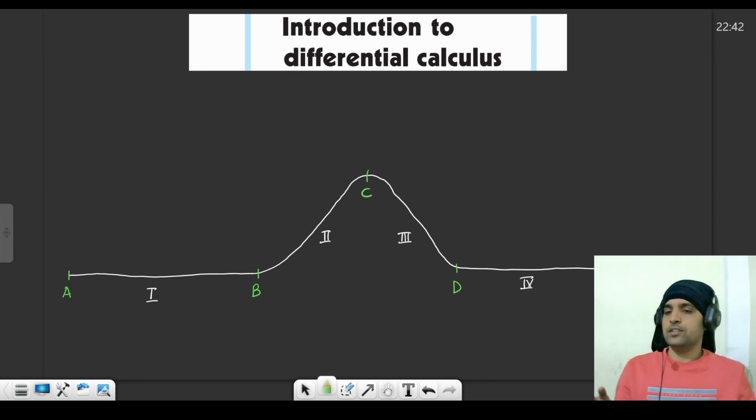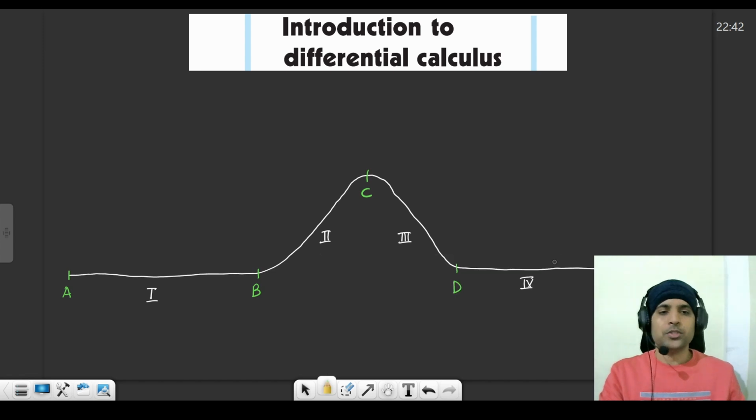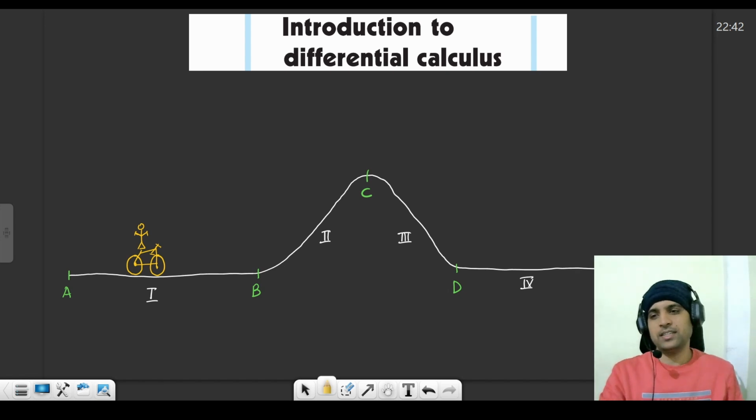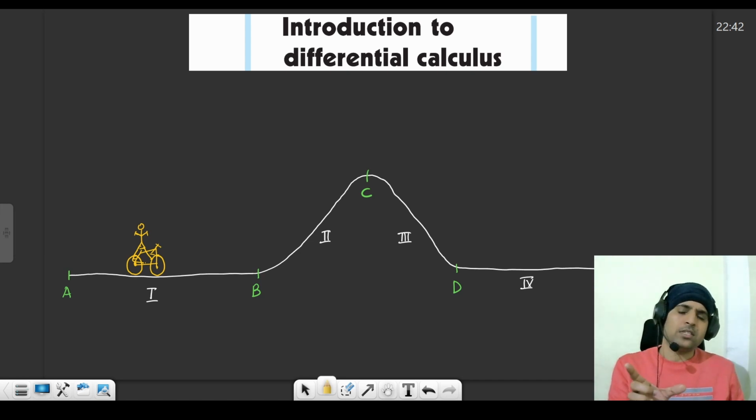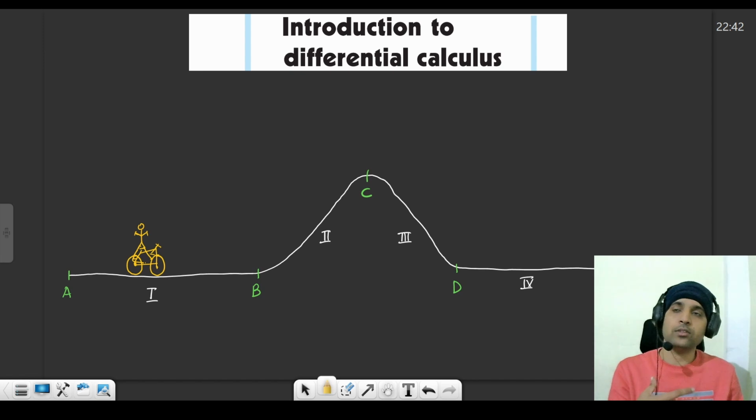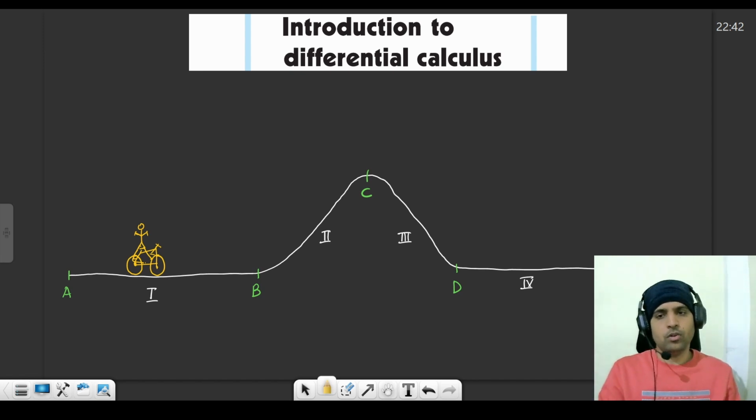You are going to start your journey from point A and go till point E. Suppose you are here right now. Please excuse my drawing. This is your weird bicycle, this is the seat and everything, and you are riding the bicycle. In the first part of the journey, you are going to travel almost the same distance in the same amount of time, right? So your velocity, or I can say your speed, is going to be constant or uniform.